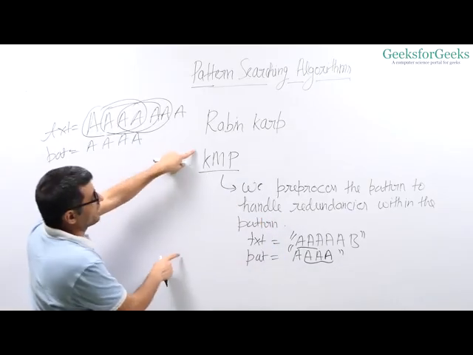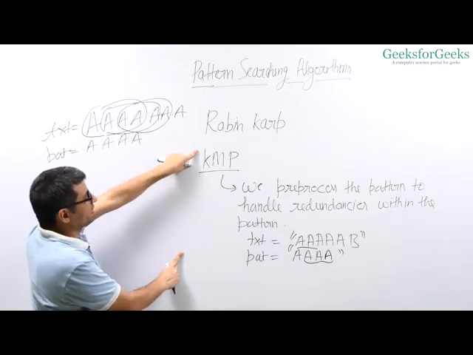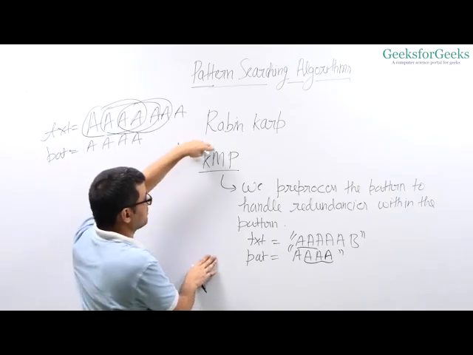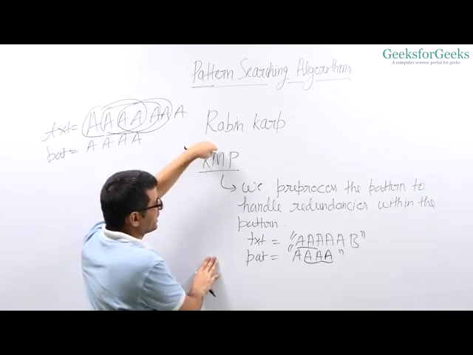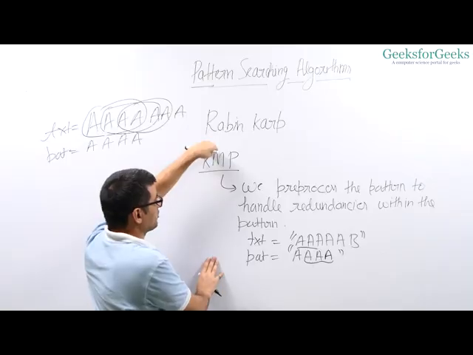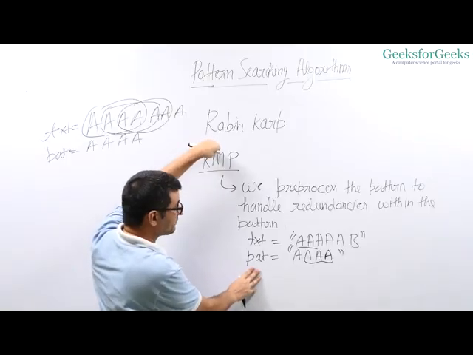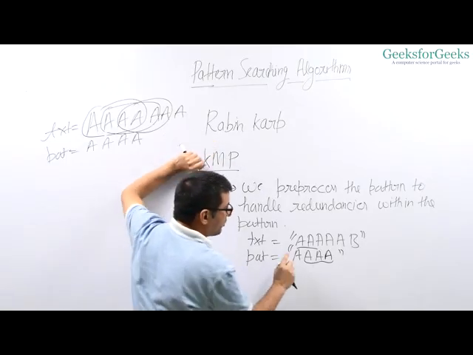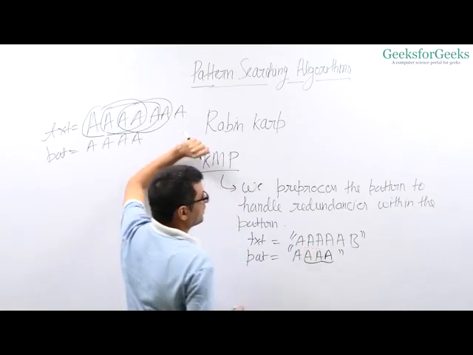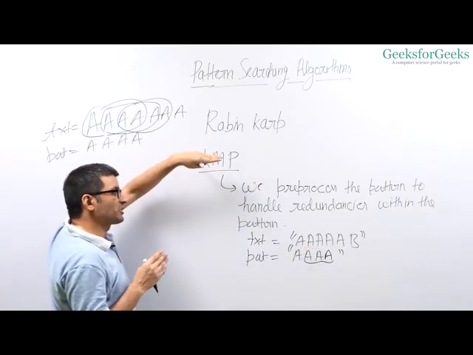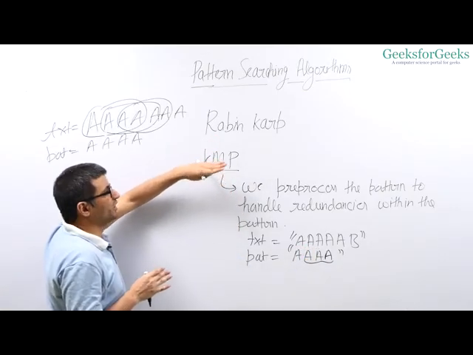Let's now talk about the KMP algorithm. This is really one of the most complex algorithms. Many people face difficulty understanding it, and it is really one of the most awesome algorithms in computer science. So what we do in the KMP algorithm, we pre-process the redundancies within the pattern.